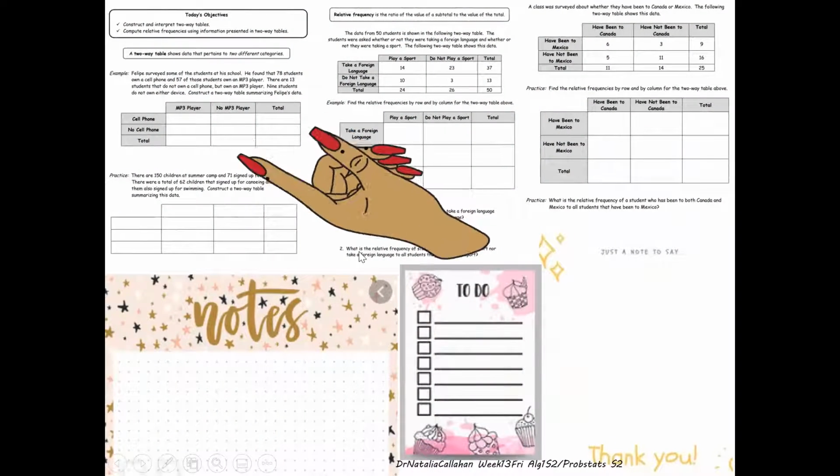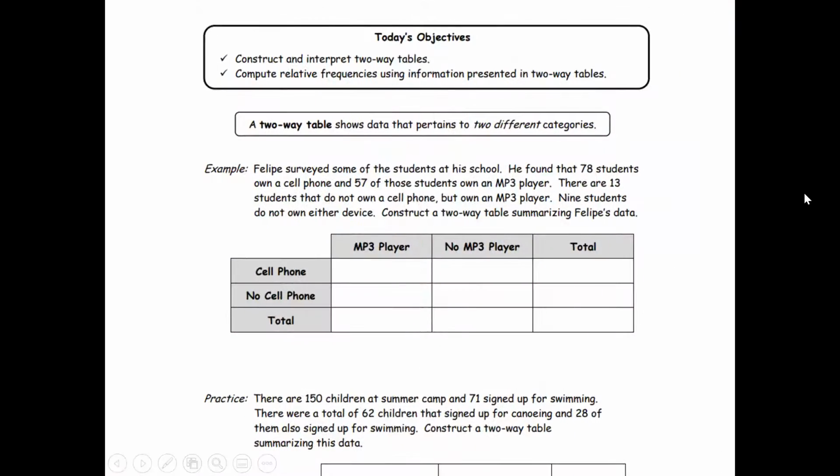All right, now we're going to take a look over here on this part. So Felipe surveyed some of the students at a school. He found that 78 students own a cell phone. So 78 own a cell phone. 57 of those students own an MP3 player. There are 13 students that do not own a cell phone but own an MP3 player. 9 students do not own either device. Now what I want you guys to do is take a look at this and fill in the blanks.